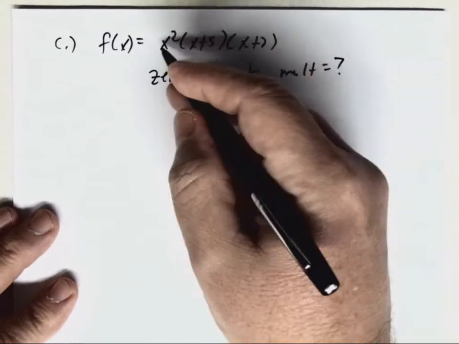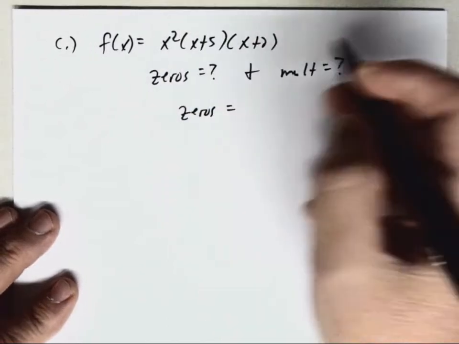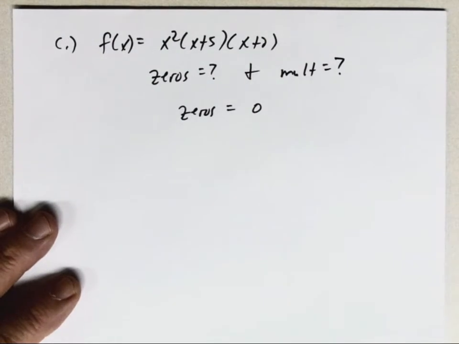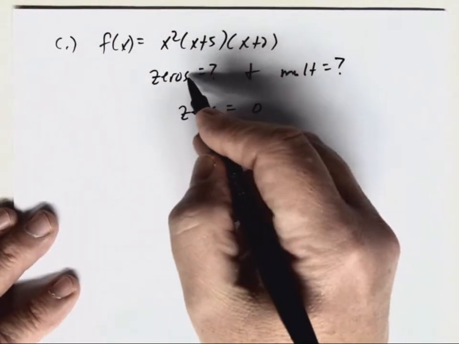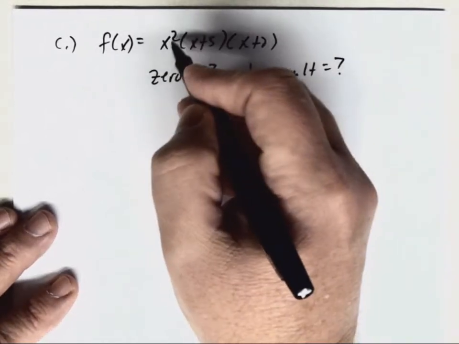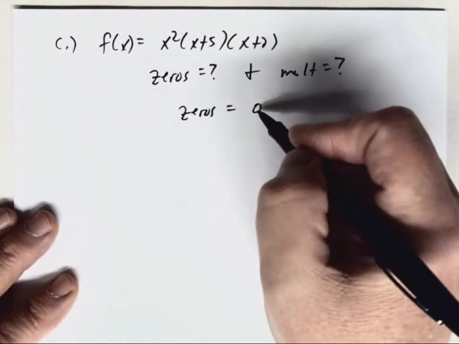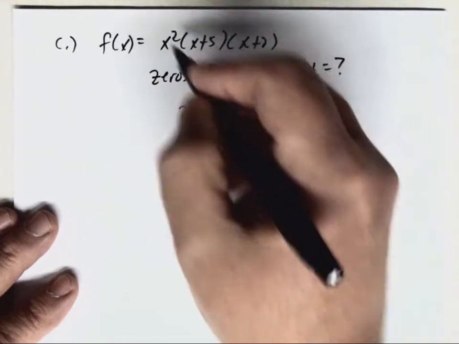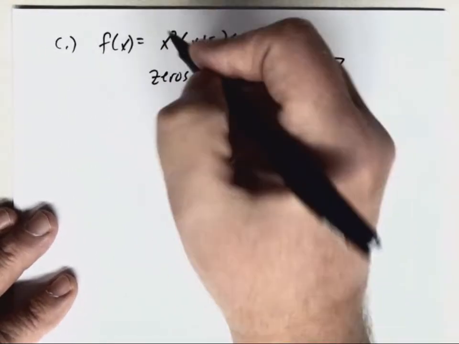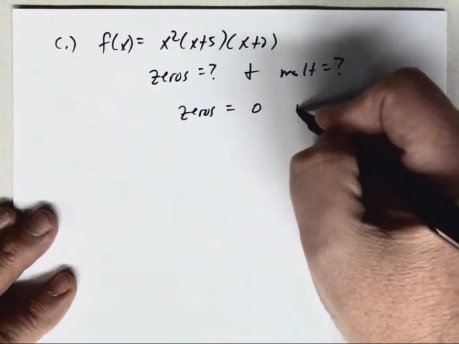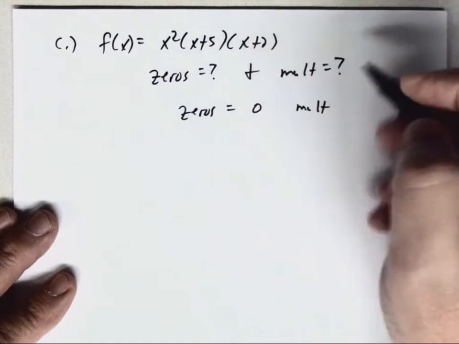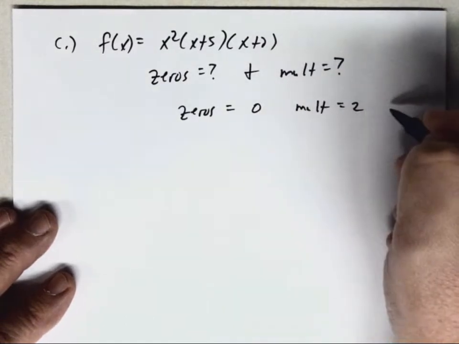So the first zero for this one, let's do them one at a time, because for each zero, they want to know the multiplicity. So for this x squared, when x is 0, it's going to cause this whole thing to be 0. What's the multiplicity? The exponent's 2. So when the zero has a value of 0, the multiplicity equals 2.